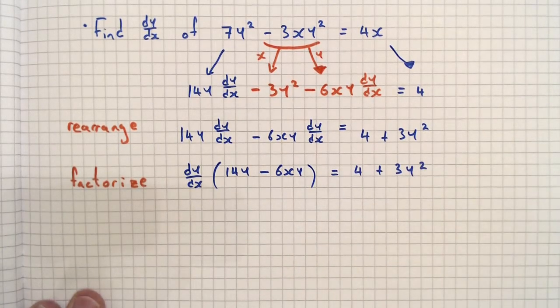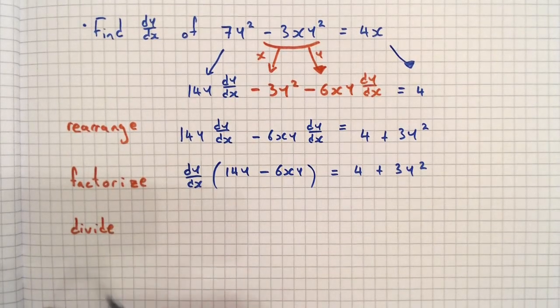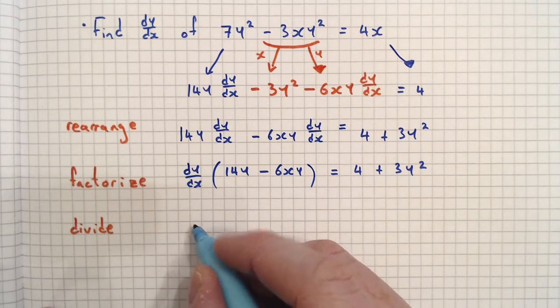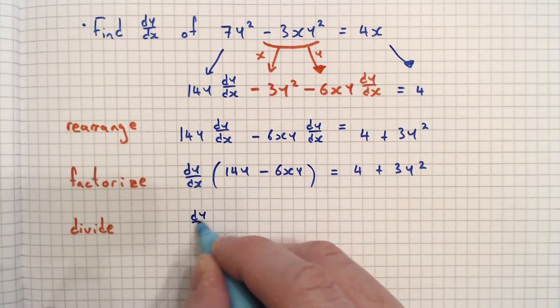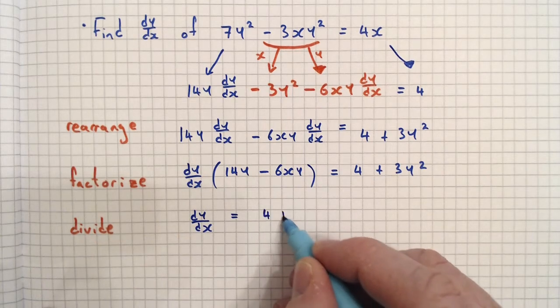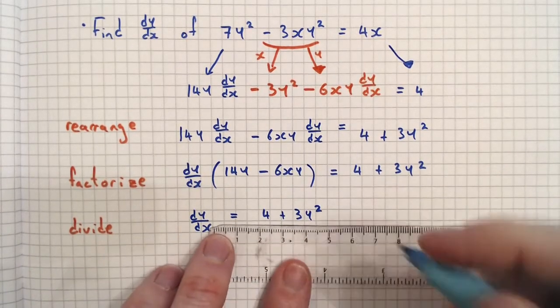And then your final step is exactly as it was before. Make dy dx be the subject of the equation. So I want dy dx equals. We're going to divide across by that big bracket to do so. So 4 plus 3y squared divided by 14y minus 6xy.